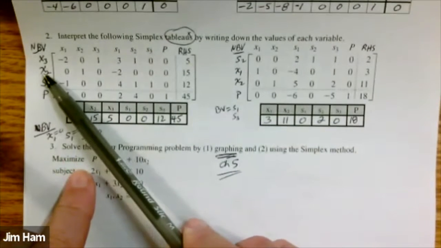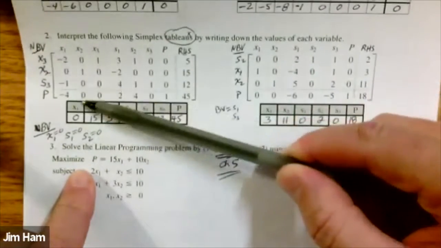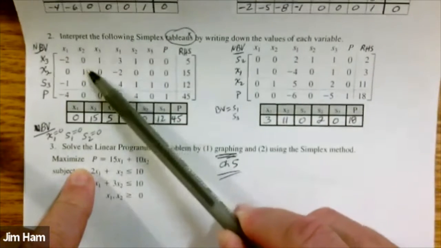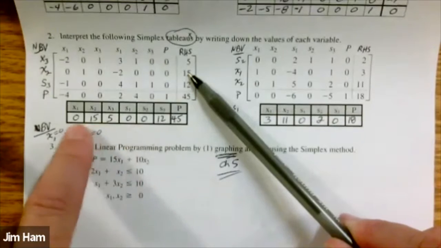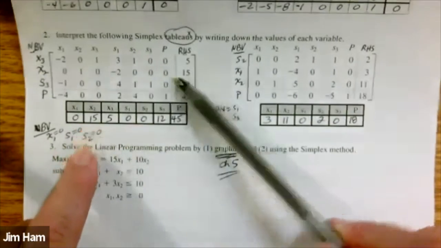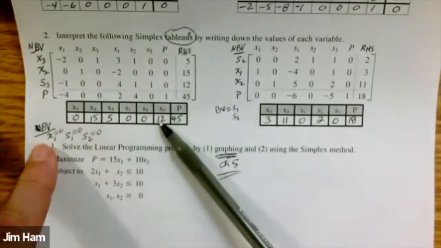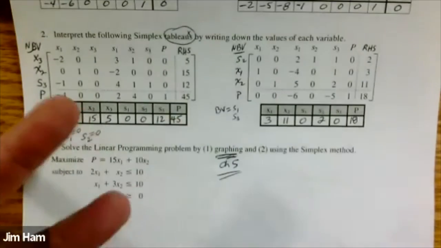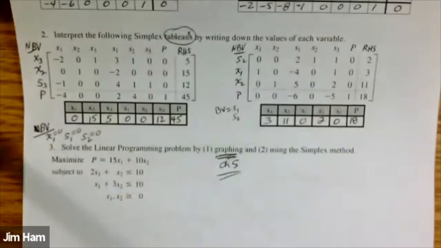So x3 is 5. x2 is the non-basic variable here. It's got 1 and zeros everywhere else. The column where you see the 1 and everything else is x2, so x2 is equal to 15. And then the basic, or the non-basic variable here is s3, so its value is 12, and p is equal to 45. And then everything else, all the other variables that don't have one, you have 4 here, you've got 7 total, so the other 3 must be zeros.